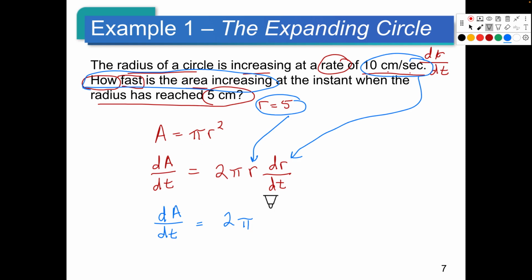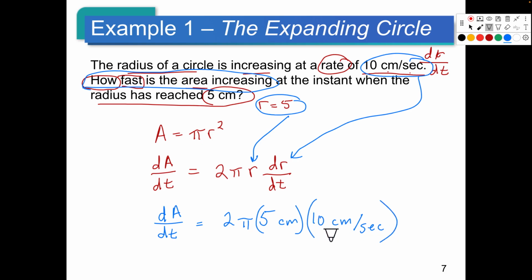Because if we're talking about area, what are the units on area? Squared units, right? And we're going to see that that's what we get. And area changing over time, that'd be squared units per time, per second, per whatever. So the r is 5 centimeters. Put that in. And the rate is 10 centimeters per second.